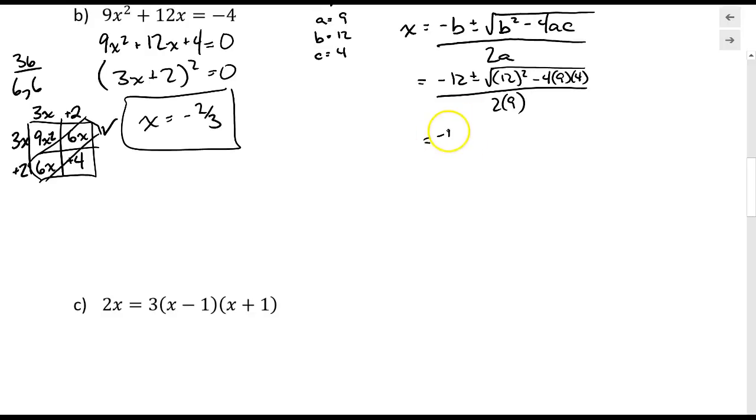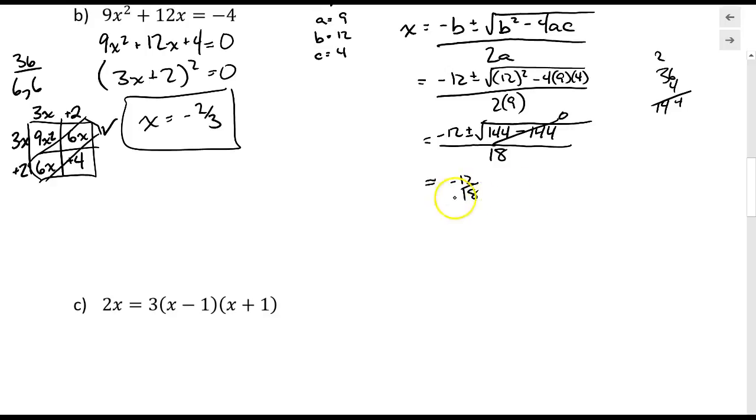So that gets me negative 12 plus or minus the square root. I'm going to do this mental math wise. You could use your calculator. 144 minus 4 times 9 is 36. 36 times 4 is going to be 144. 12 squared is 144. And the denominator is going to be 18. This whole piece is 0. I can't take the square root of a 0, it's just 0 as well. So I'm left with negative 12 over 18. And if we reduce that, it equals negative 2/3.